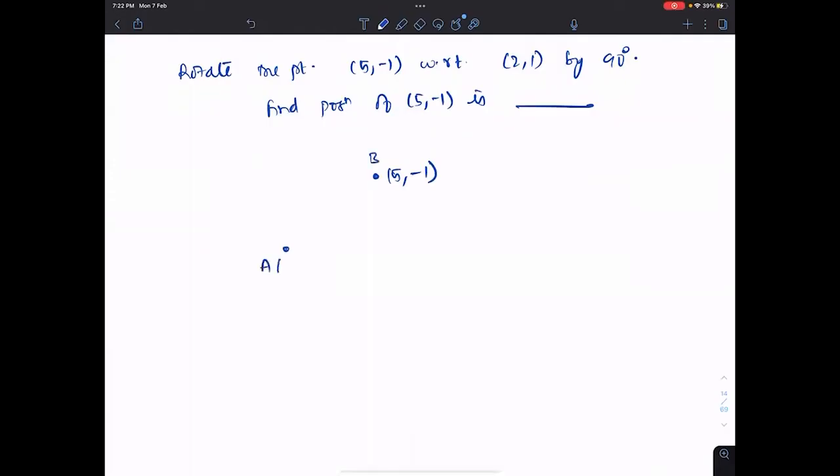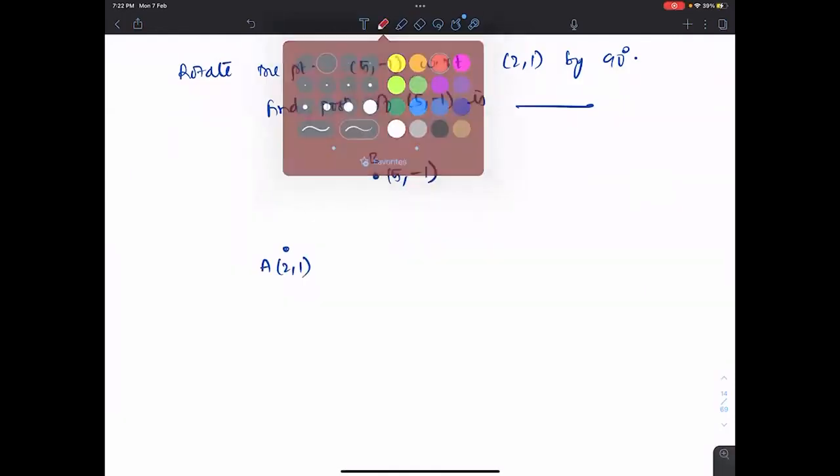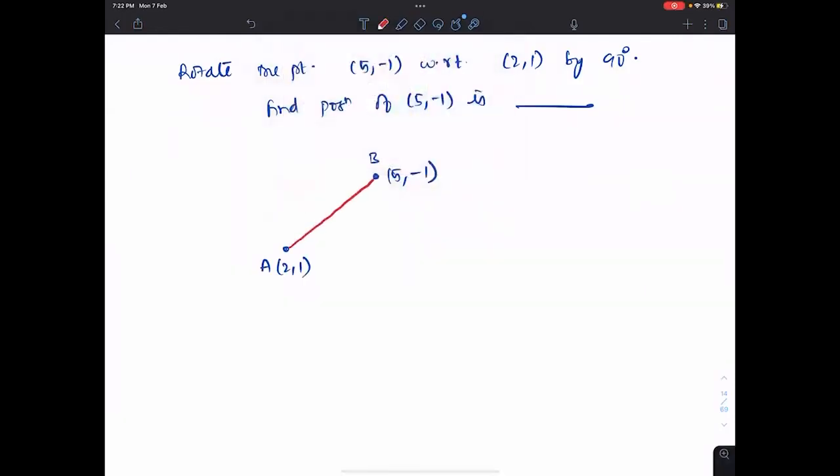So you're rotating about which point? 2 comma 1. Let's say that is A. Now, can you tell me what is this complex number? This vector will be 3, the difference in x coordinates, that is the real parts, na? And the y coordinate difference, minus 2i.